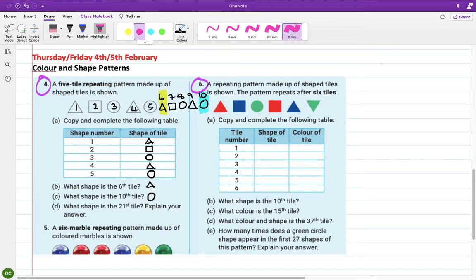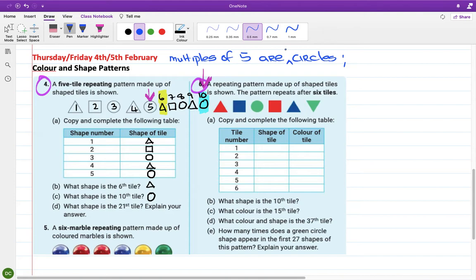Now the 21st tile, okay, so this is where we're going to have to use that kind of logic that I used in the last question the other day. So see here, if you can spot a pattern within the pattern. See here, number 5 is a circle. It's actually the last part of the sequence. And then number 10 here is also a circle. And if I keep going, 15 would be a circle. So what we're saying is that the multiples of 5 are circles.